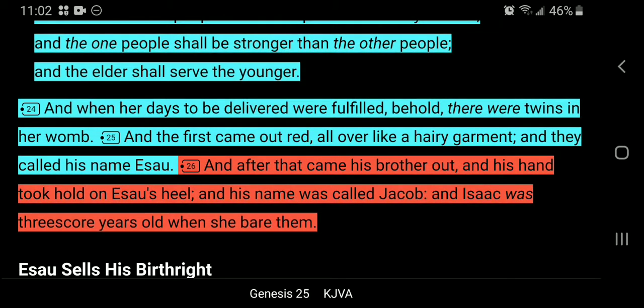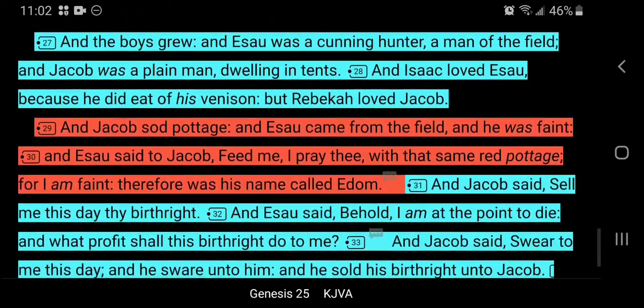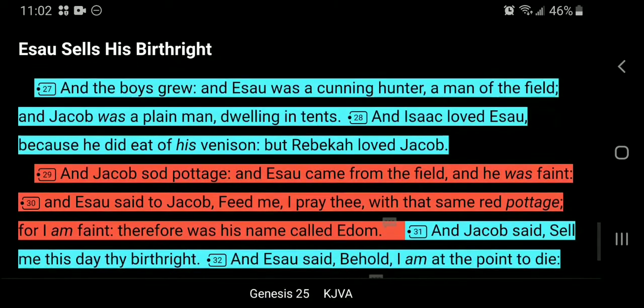Now, let's get into the characteristics. This is 27. And the boys grew, and Esau was a cunning hunter, a man of the field, and Jacob was a plain man dwelling in tents. Now Jacob is the forefather of the so-called black man, Native American, and Latino man. All right. Jacob had 12 sons. Okay. 28. And Isaac loved Esau because he did eat his venison, but Rebekah loved Jacob.